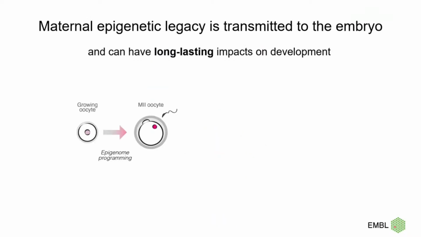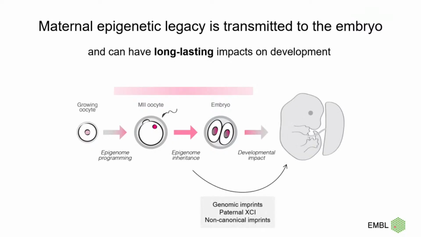So here we're particularly interested in the female gamete, and this epigenetic legacy of the oocyte is established when the oocyte grows, in a phase of epigenome programming. But most importantly, it is transmitted to the embryo, where it is present only for a very transient period of time before being reprogrammed. Nonetheless, this epigenetic legacy can have long-lasting impacts on development. There are some epigenetic phenomena, such as imprinting, like I just mentioned, or X chromosome inactivation, that are primed during oocyte growth, but then manifest in phenotypes much later in development.